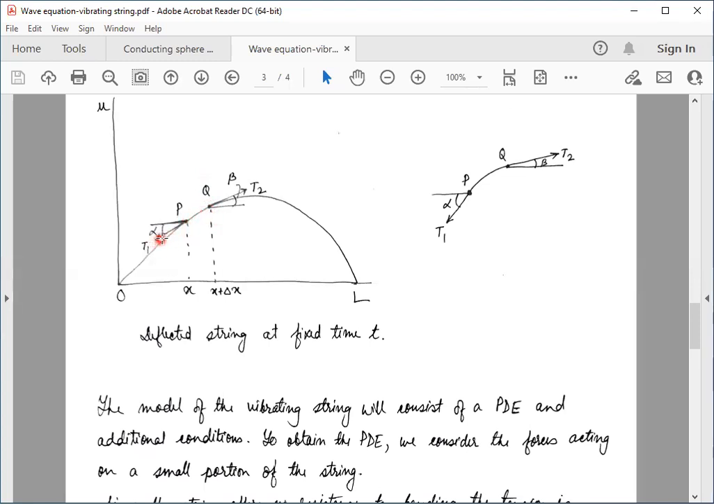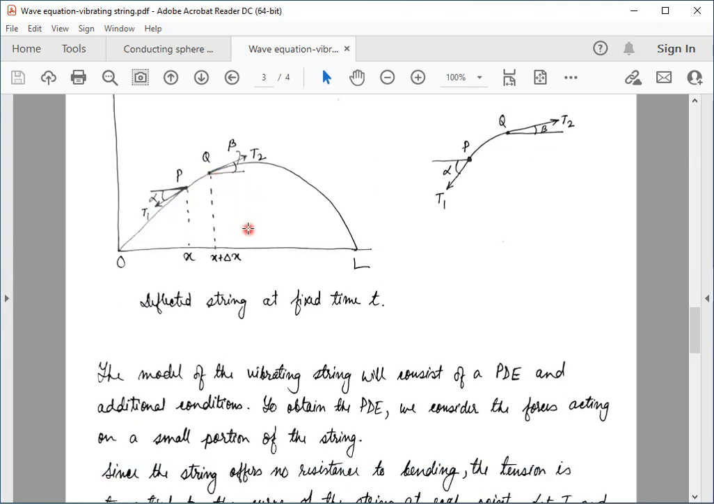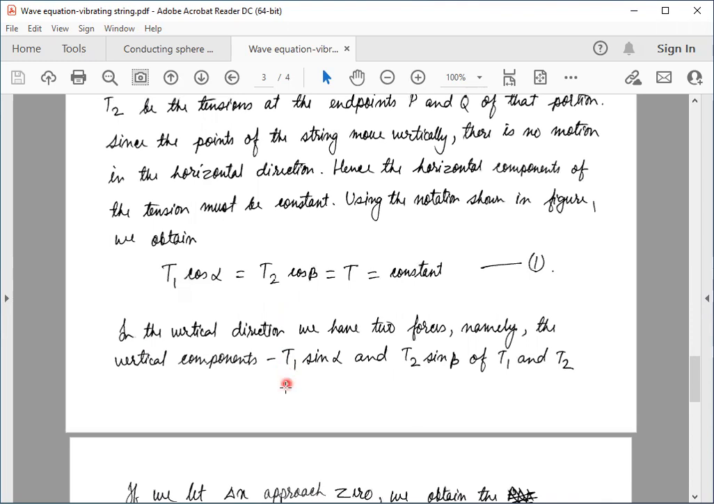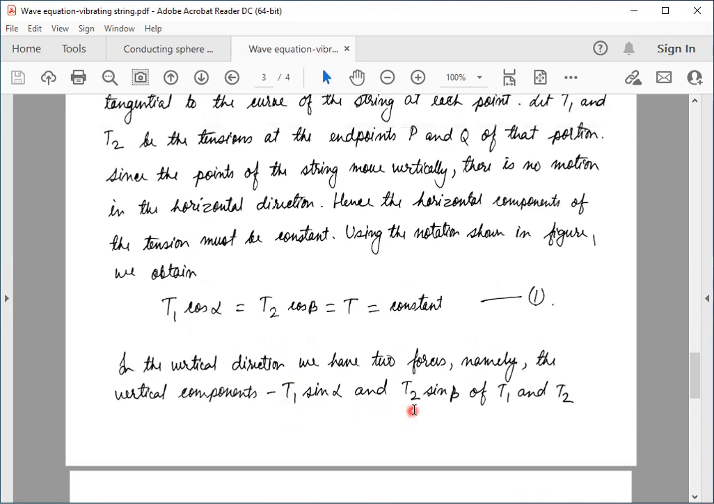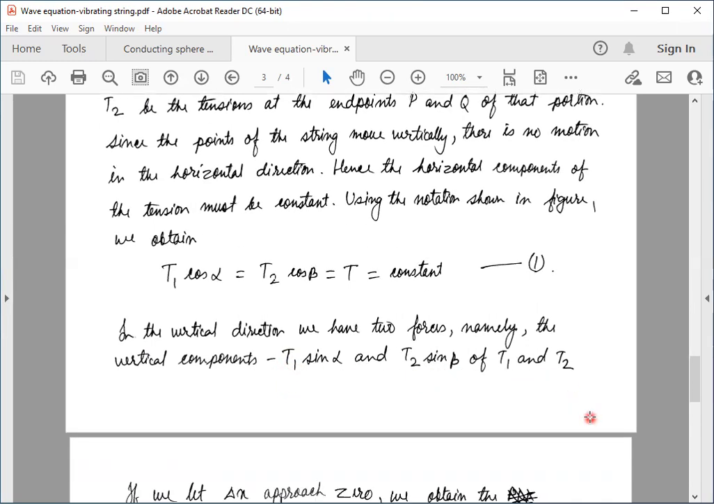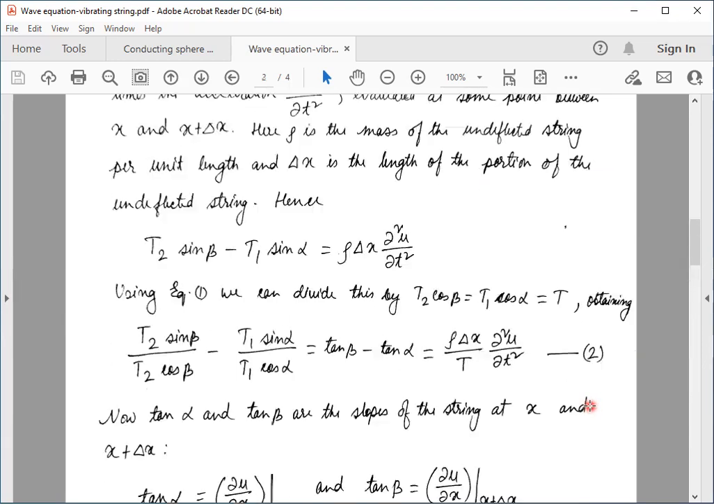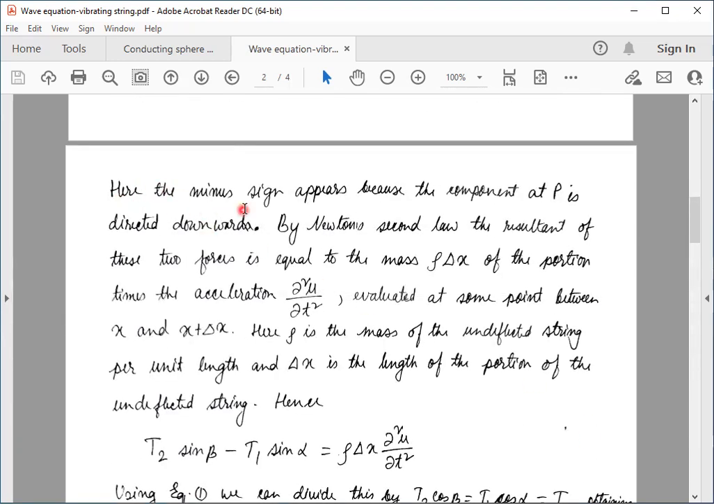I repeat, the vertical component of T1 will be minus T1 sine alpha, and the vertical component of T2 will be T2 sine beta. Here the minus sign appears because the component at P is directed downwards.